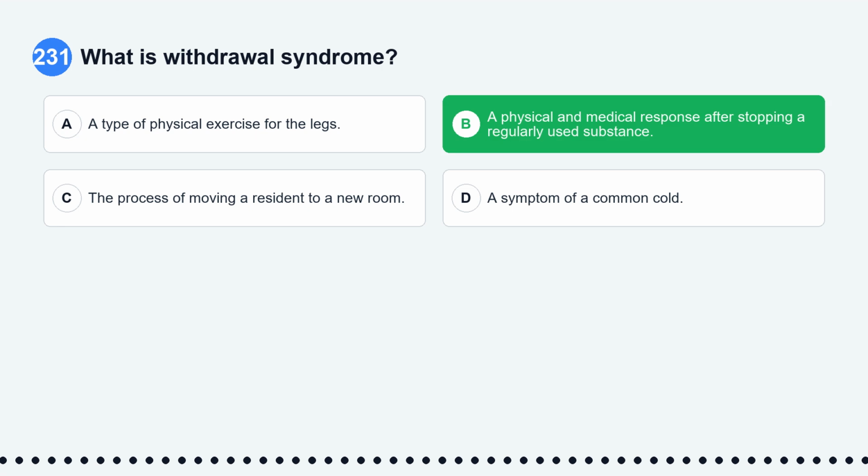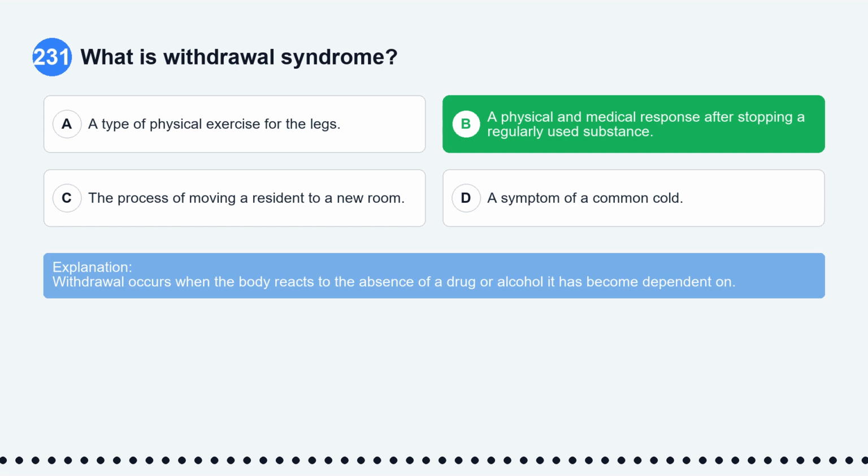A physical and medical response after stopping a regularly used substance. Withdrawal occurs when the body reacts to the absence of a drug or alcohol it has become dependent on.